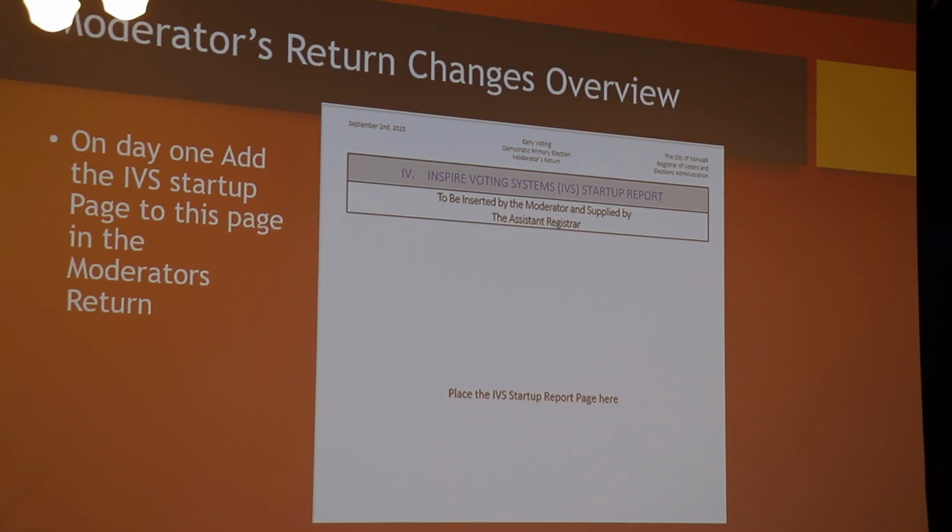There's another page for the IVS startup sheet. I think it was brought up, do we need to print out an IVS page every single day? And the answer is no. If you want to, you can, but you don't have to. We really only need one at the beginning of early voting and one at the end. I believe that's how it's set up.